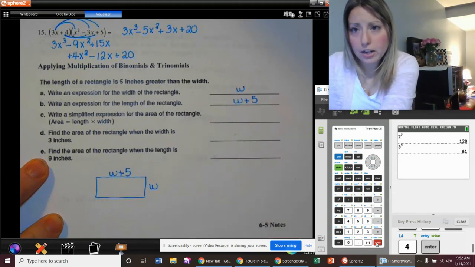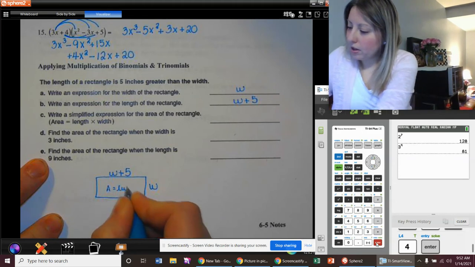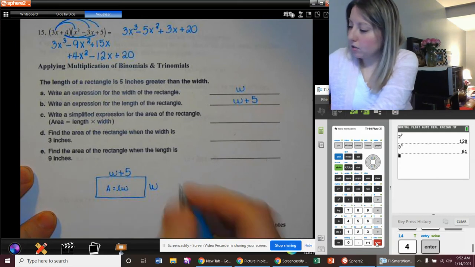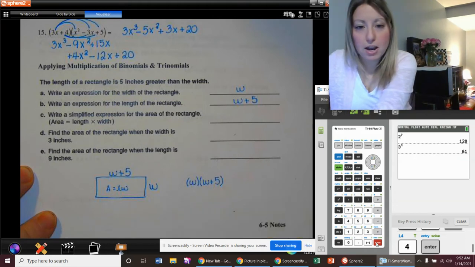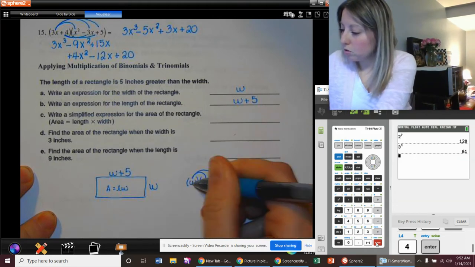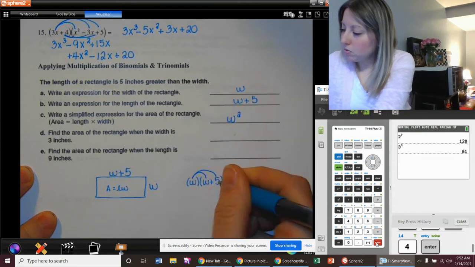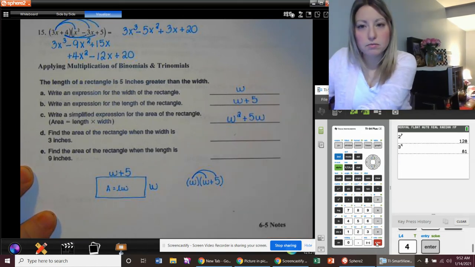Now, area is length times width. And that's what they're saying right there. So let's multiply those together, right? So W times W plus 5, well, look at that. That's going to give me my area. And that is just a simple distribution. W times W is W squared. And W times 5 is plus 5W. That's going to be my area. Cool, right?